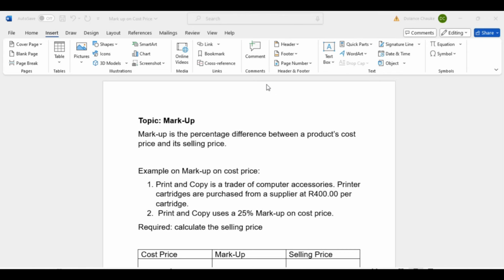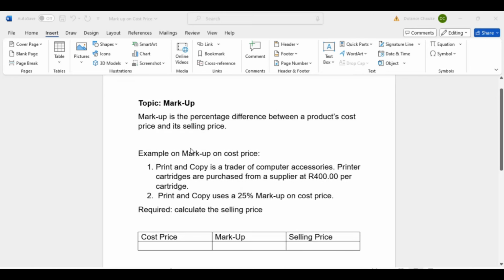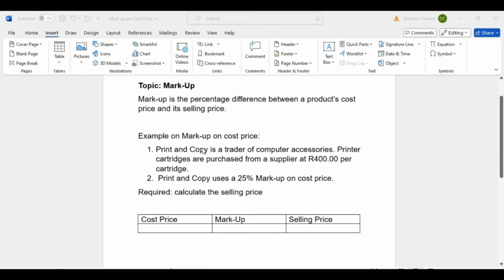The topic today is markup, and we will be dealing with an example on markup on cost price. Here is a definition of markup: markup is the percentage difference between a product's cost price and its selling price. Now, without any waste of time, let's go to the example on markup on cost price.